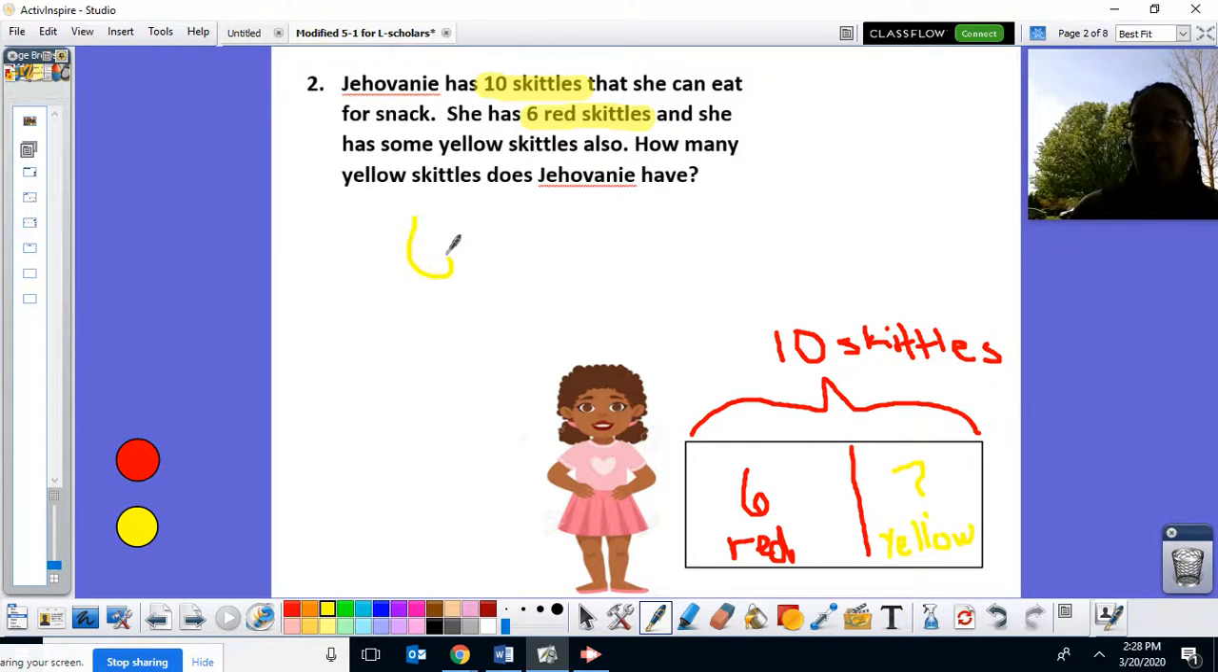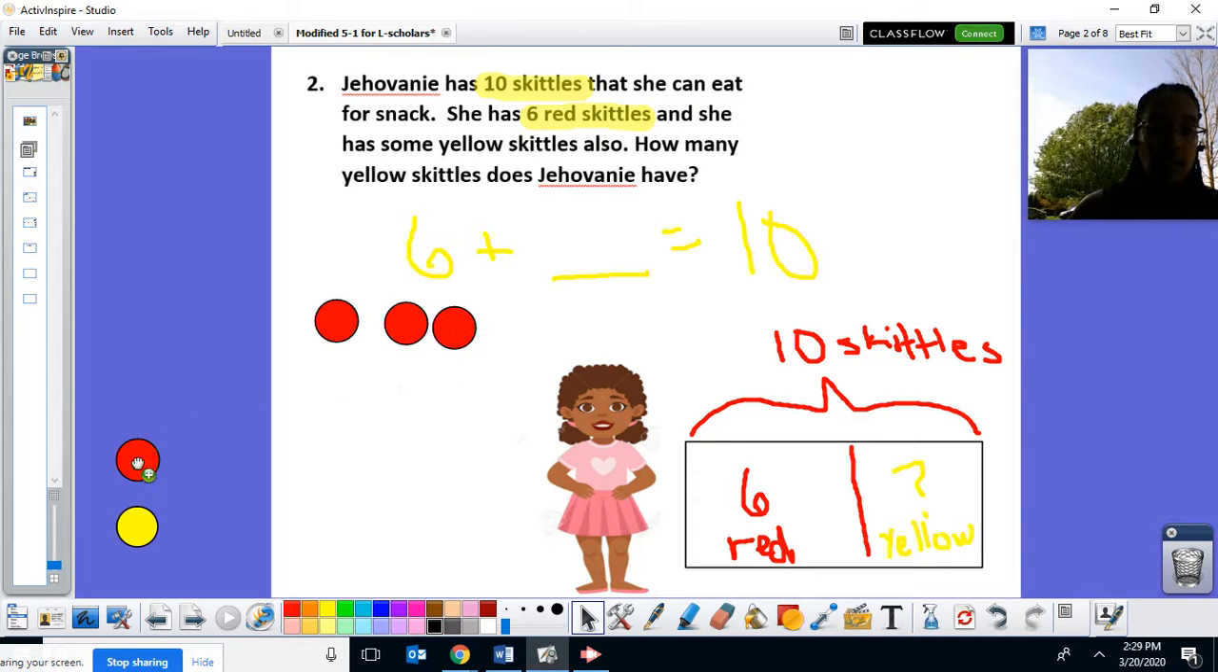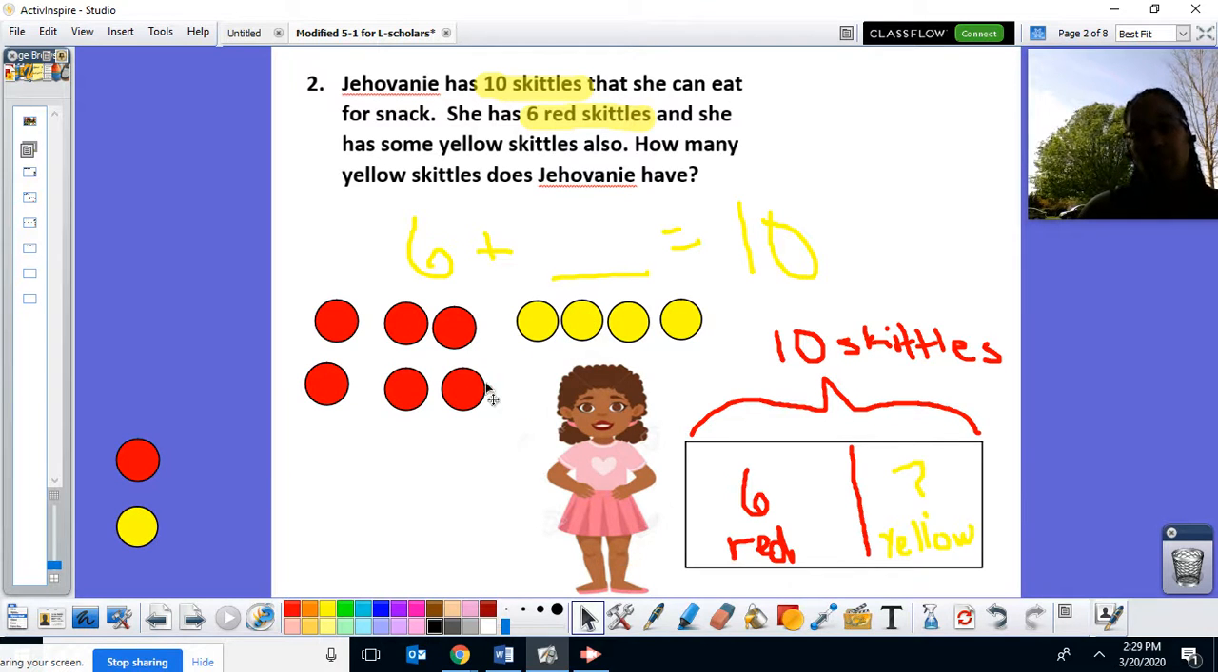So if we're looking at this, we can say 6 plus some more equals 10. What that looks like on here is we're looking at 6 are red. That's 1, 2, 3, 4, 5, and 6 that are red. And now I need to figure out how to get to 10. So I'm just going to count on. I don't want to count all again. I want to count on from 6. So that's 6, 7, 8, 9, 10. So now I'm looking just here to find out how many of those are yellow.